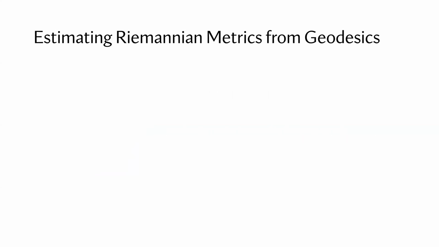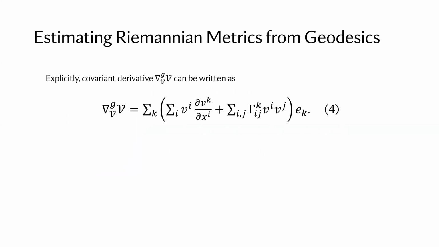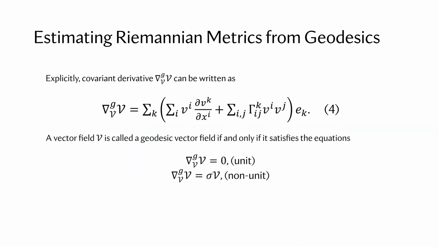Explicitly, the covariant derivative ∇_G V V can be written as equation 4. A vector field V is called a geodesic vector field if and only if it satisfies ∇_G V V = 0. For a unit speed geodesic, ∇_G V V = σV. For a non-unit speed geodesic, where σ is the scalar, it can be calculated by these equations.